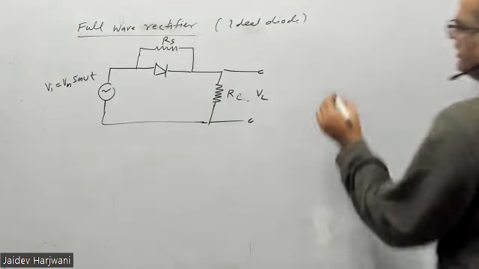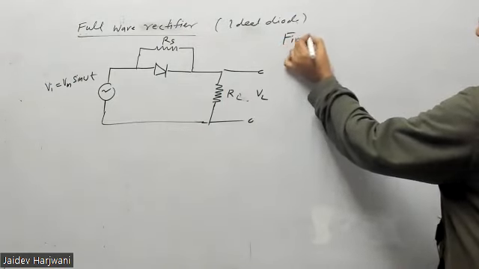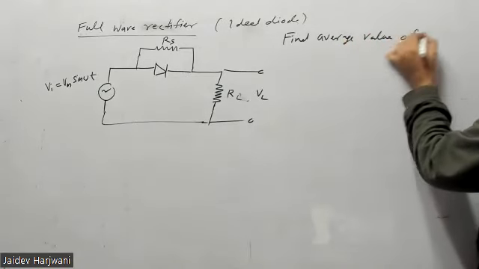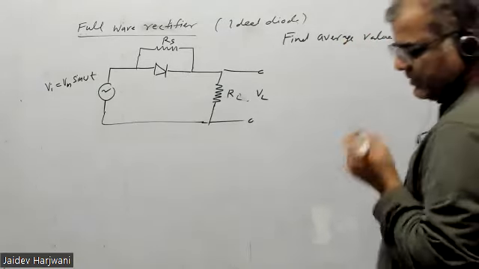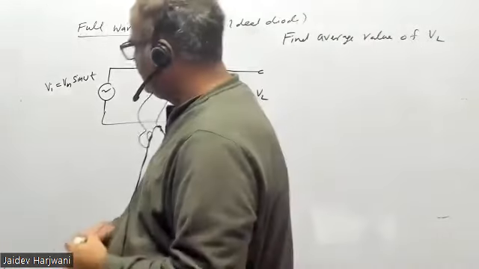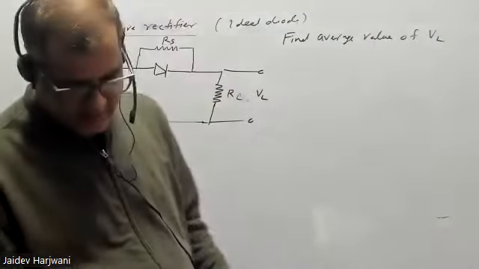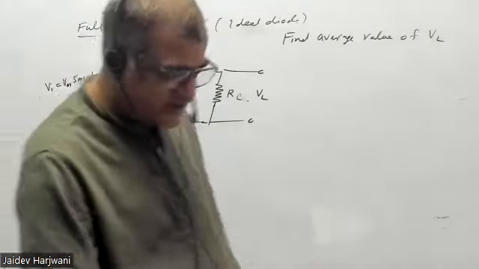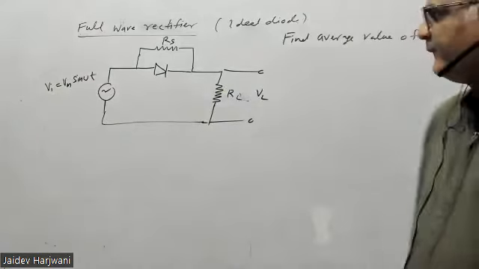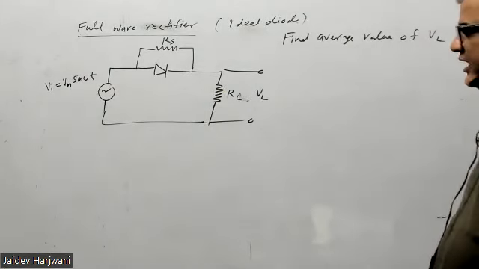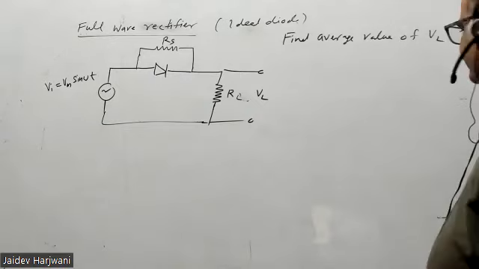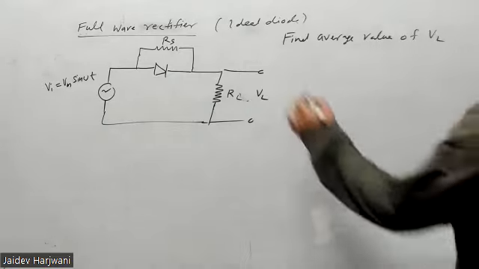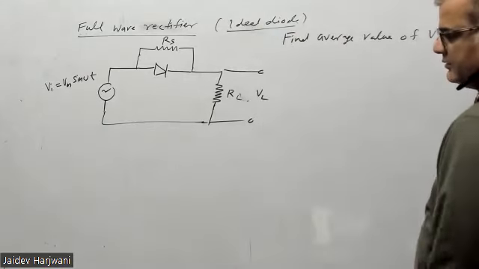Find the average value of VL, and this problem came in your exam. Solve it. जैसे बताया है exactly same way you have to do the calculations for positive cycle, for negative cycle. And the diode is ideal, given.